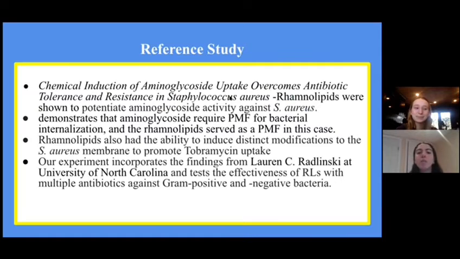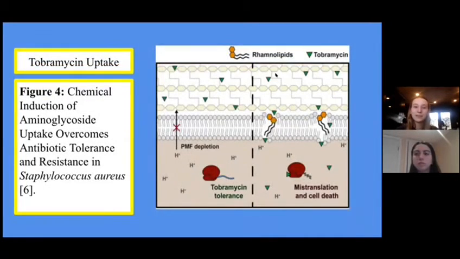Our experiment incorporates the findings from Lauren C. Rudolinsky at the University of North Carolina. This study shows that rhamnolipids were shown to potentiate aminoglycoside activity against Staphylococcus aureus. Figure 4 displays the results from this study and shows that rhamnolipids, when combined with the antibiotic tobramycin, significantly increase the antibiotic uptake in bacteria.